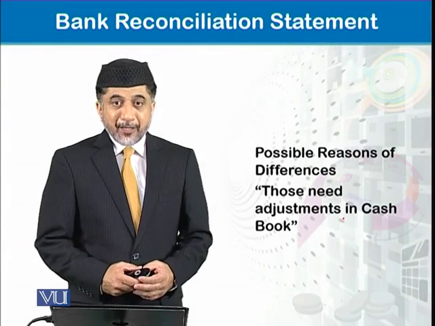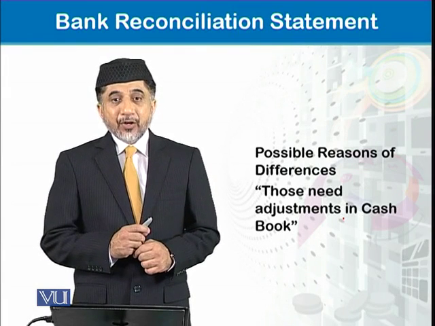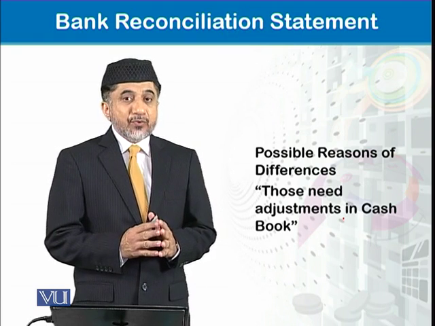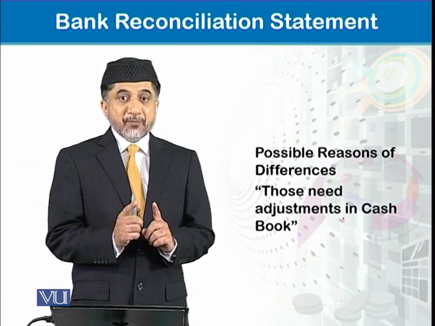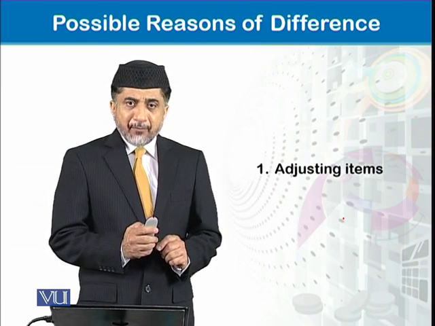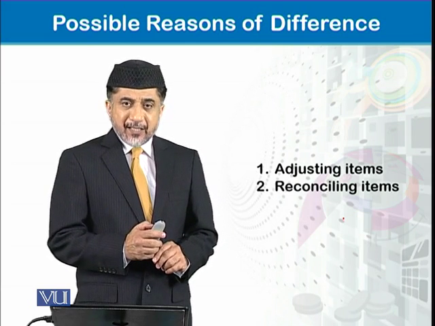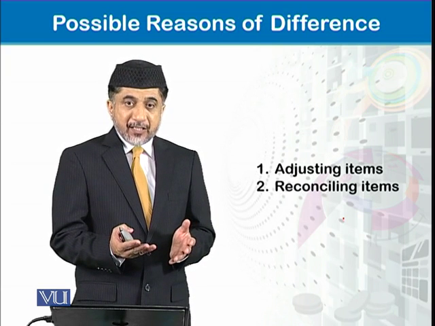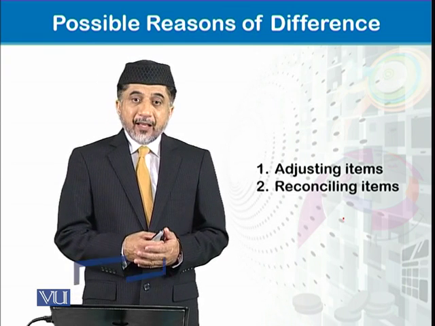So we are learning bank reconciliation statement, and in this module we will see what are the possible reasons of differences for which we have to make adjustments in the cash book. So we remember that there are two types of differences. One is which we can put in adjusting items, and the second one is reconciling items.